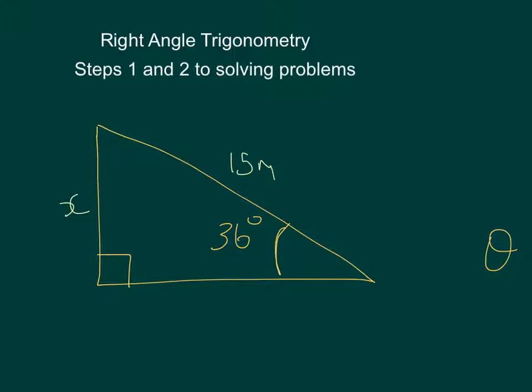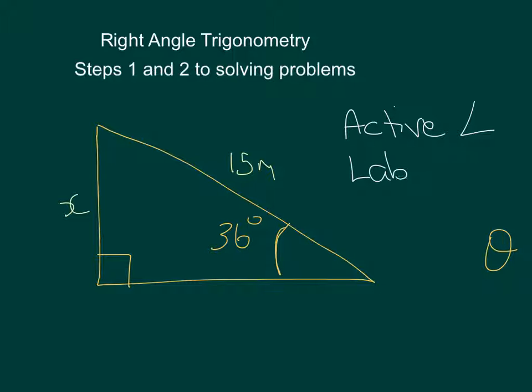So the first step is find the active angle. The active angle is the angle information that you've either been given to use or you're trying to find. So in this case, the active angle is the angle that we've been given. That's this angle here, 36 degrees. So we're going to use that as the active angle. And now step 2 is labelling the sides.